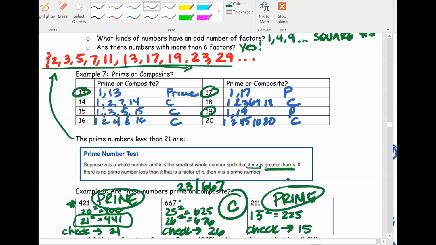And I know this might seem cumbersome, but oh my gosh, it saves you so much time because you wouldn't be able to stop at 15. You would have to keep going all the way to 211 if we didn't have this rule.